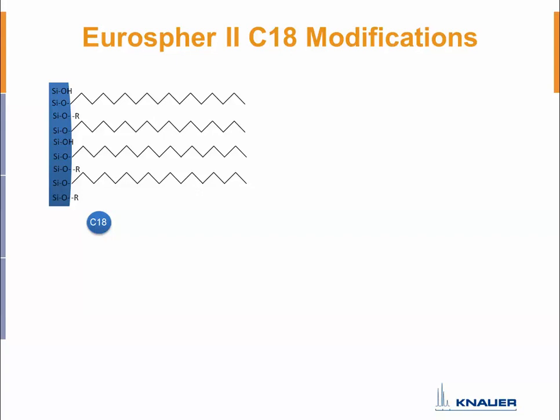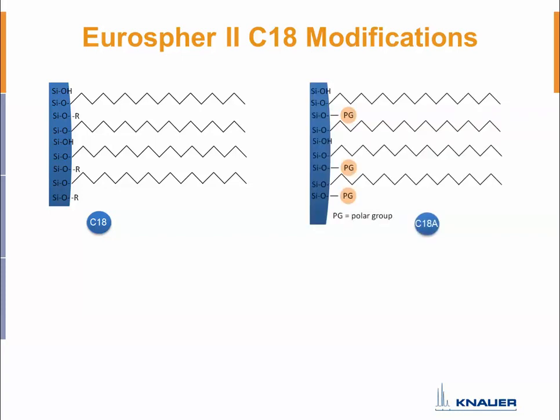But now let's have a look at different column modifications. First of all, what we already saw here is a classical C18 phase with an end capping. This is, for example, our Eurosphere 2 C18 modification. But then you can also have different C18 modifications, for example a C18A, or sometimes it's called C18AQ phase. Here you do an end capping with a polar group. This is something really special because these phases can be used with pure water content, and this is really nice because you can run C18 columns on pure water.